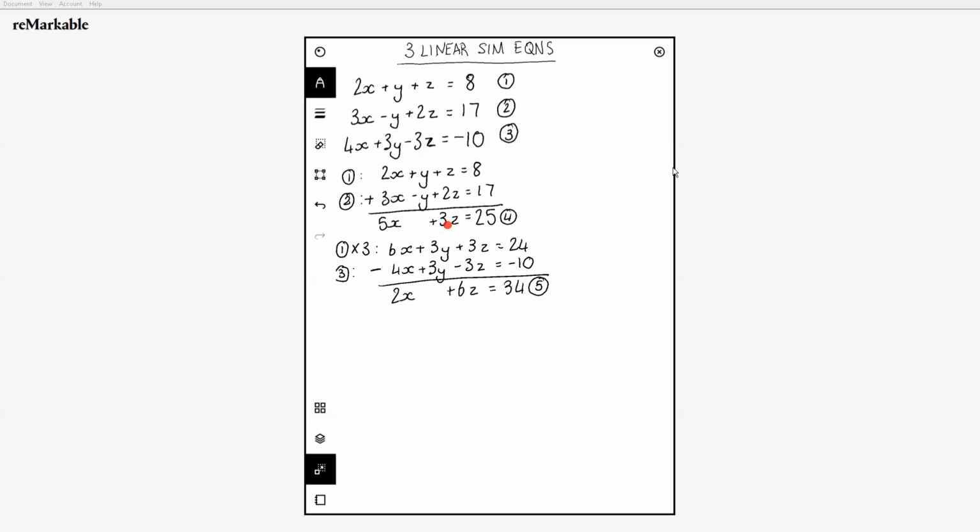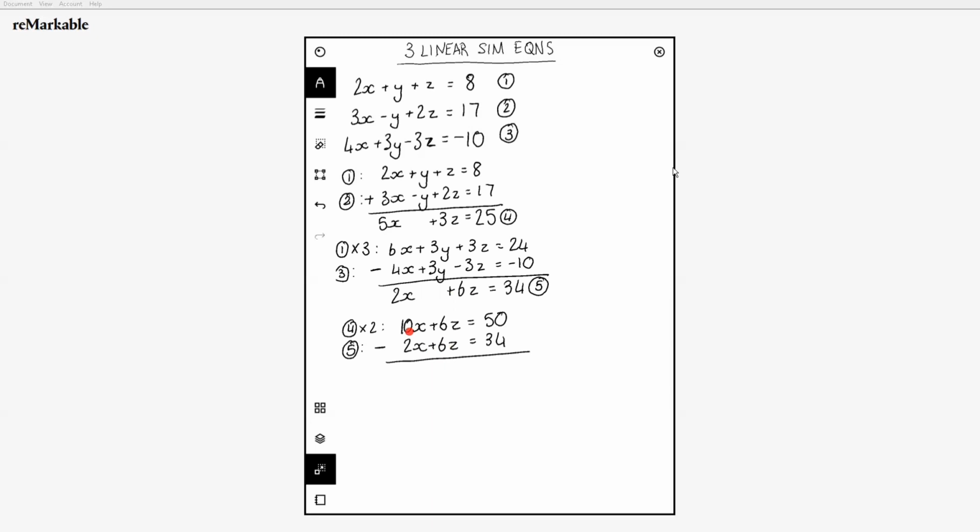So I'm going to eliminate z here because I can multiply this by 2 to give 6. And then we can just add or subtract it from that to eliminate the z's. So equation 4 times 2 is 10x plus 6z equals 50. And equation 5 stays as is, so that's 2x plus 6z equals 34. So then 6z minus 6z is going to cancel the z's out, so we subtract the 2 equations.